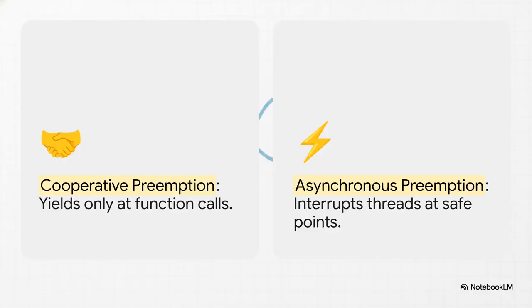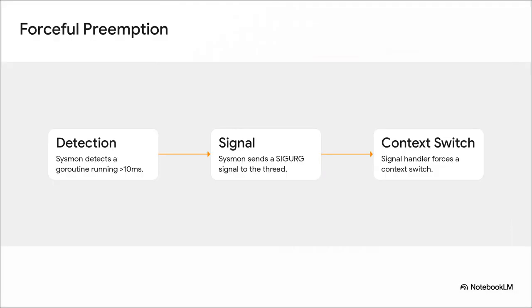To fix this exact problem, Go 1.14 introduced a massive paradigm shift. It was a real game changer. We moved away from cooperative preemption, which only yields politely at function calls, and shifted over to asynchronous preemption. This new model doesn't wait for a goroutine to be polite. Instead, the runtime actively interrupts executing threads at safe points, seizing control back by force if necessary. Let's break down exactly how this forceful intervention works step by step, because the mechanics here are just fascinating.